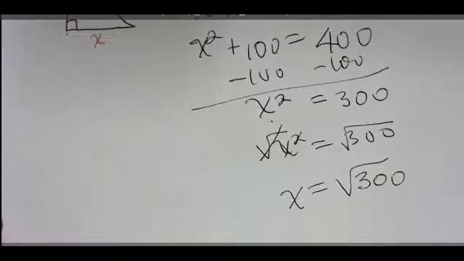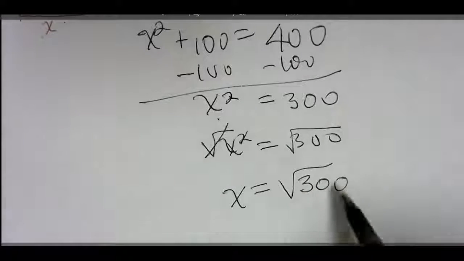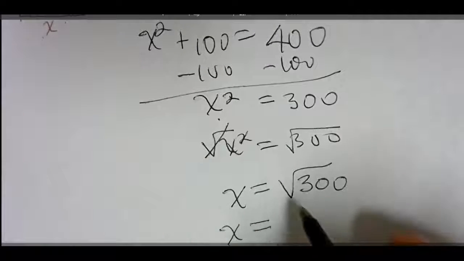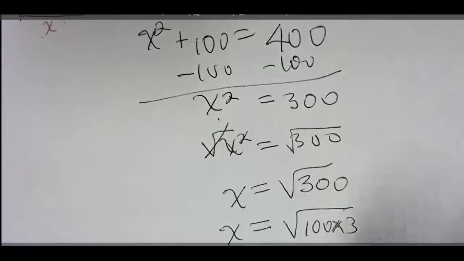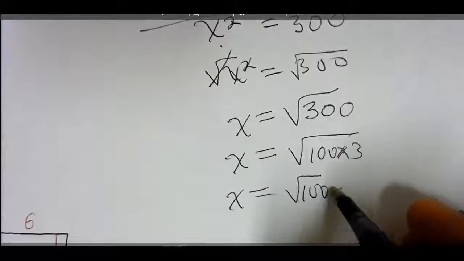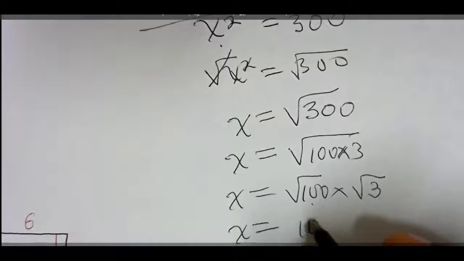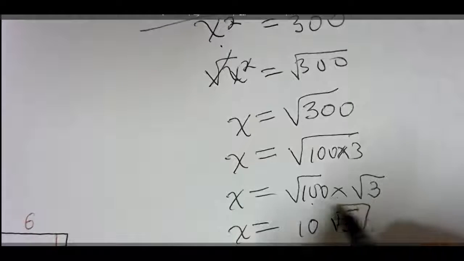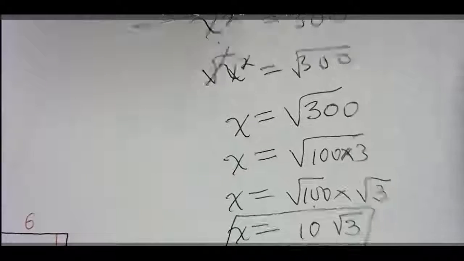Now we need to simplify 300. Is it a perfect square? Oh, sorry. So if we simplify this, find a perfect square that can go into that. Of course, 100. So 100 times 3 would be 300. Therefore, we separate them. Square root of 100 times square root of 3. So x is going to be square root of 100 is 10. And then keep 3 under the radicand. Alright, so that's that one.